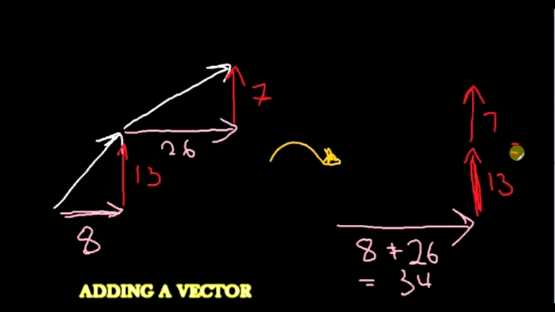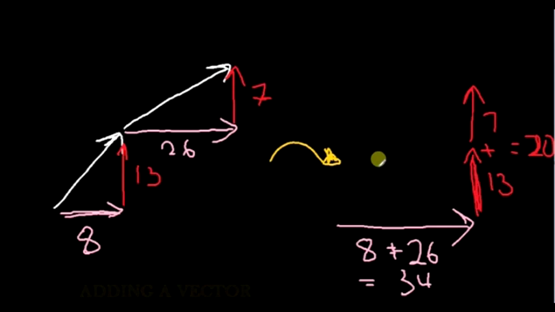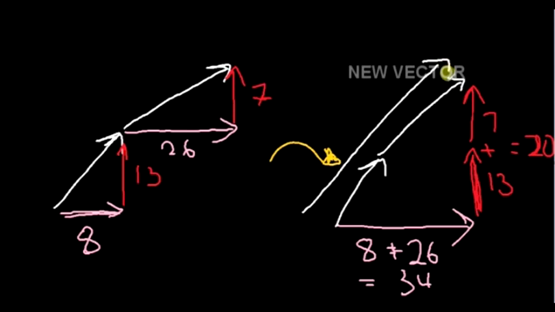Fifteen, 7, resulting in 20. The first vector and the second vector make the new vector. This is the new magnitude and the new direction, the result of the vector. With 34 in the x-axis and 20 in the y-axis, the vector now becomes 34 and 20.